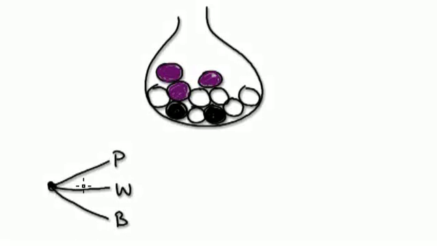What's the probability of us picking a purple one? It would be 3 out of 11. Well, what's the probability of us picking a white one? It would be 6 out of 11. What's the probability of us picking a black one? It would be 2 out of 11.